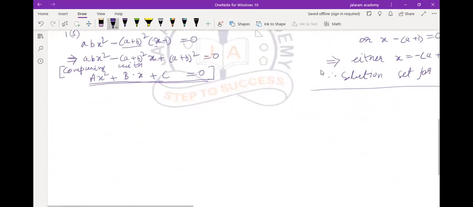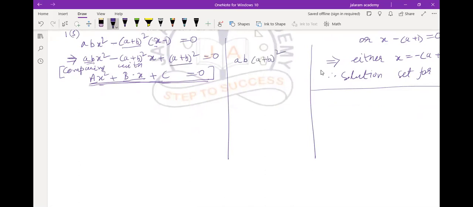We can factorize only when we change it into the form ax square plus bx plus c equals 0. Understood? Now what is the coefficient of x square? That is the value of a. It is ab. Is that clear to you? And the coefficient of the last term, the constant term, is a plus b whole square.